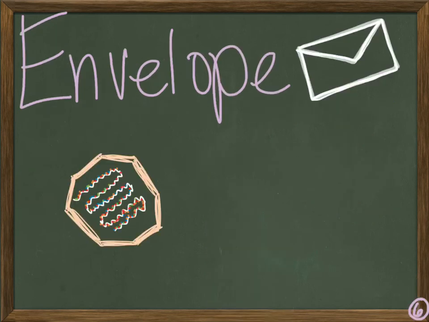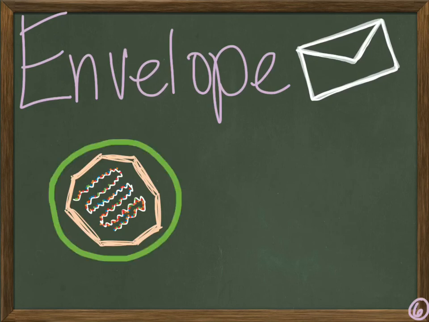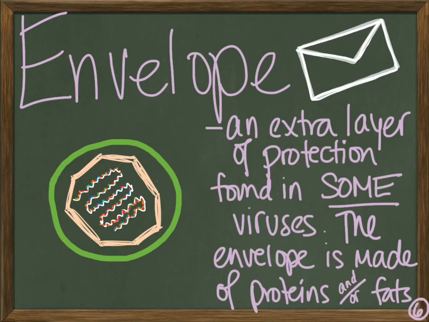An envelope? I know what an envelope is. I just mailed a birthday card to my grandma. Well, this is a viral envelope. So we said that viruses have genetic material surrounded by a capsid, which is sort of a protective shell. Some viruses have an extra layer of protection. That's the envelope. Not all viruses have it. It's only found in some. But that envelope is made of either proteins or, in some cases, a special kind of fat.